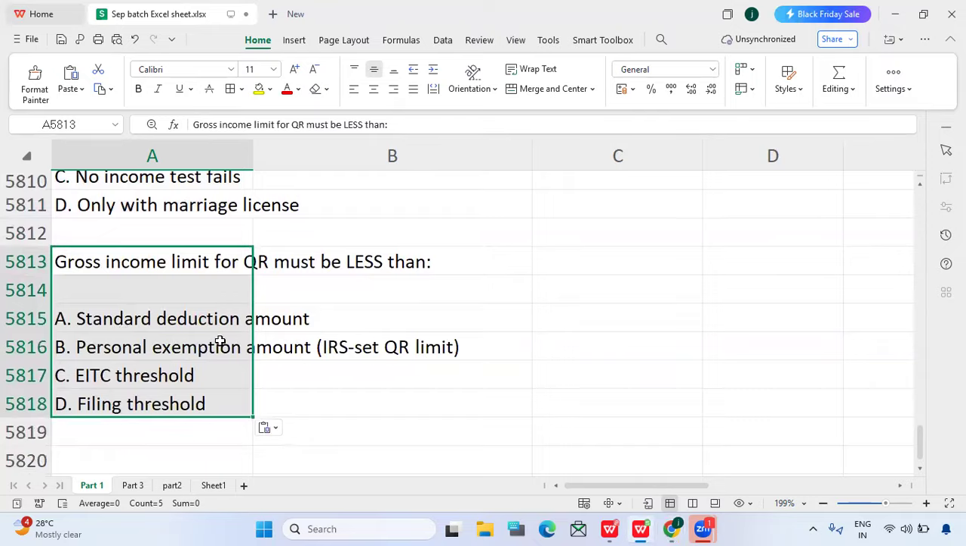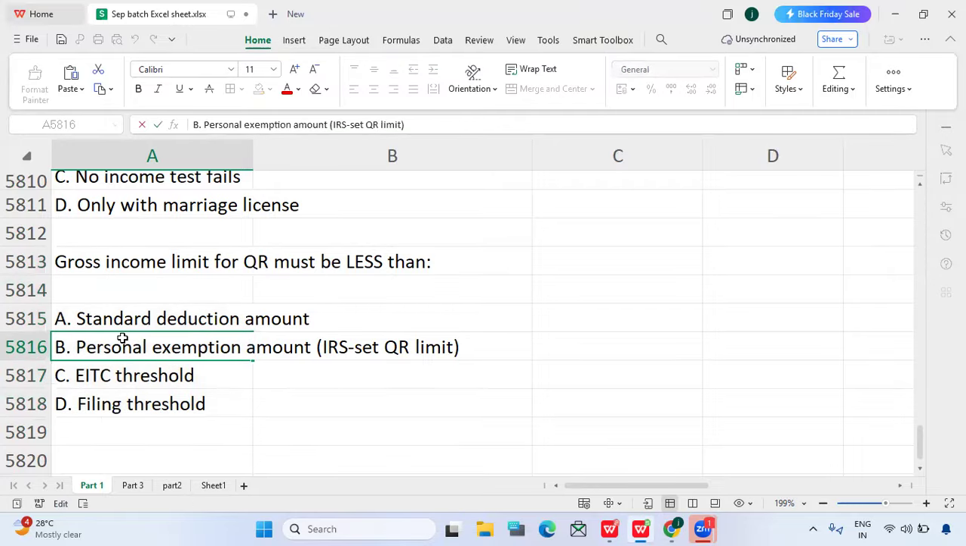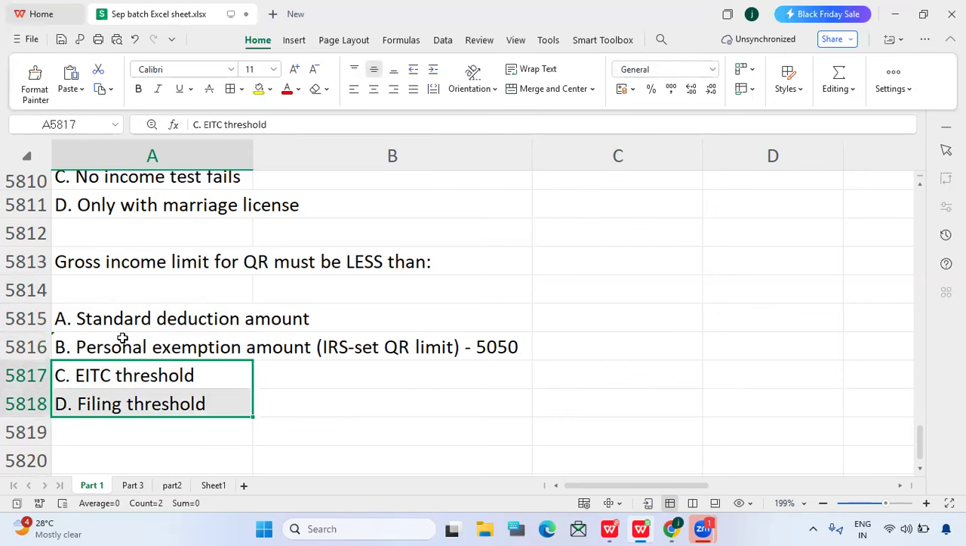Gross income limit for QR must be less than the threshold. 5050. This is actually the personal exemption. IRS sets a limit, which is the personal exemption limit, which is 5050. So the 5050 limit is the personal exemption limit, not a standard deduction, not an EITC, not a filing threshold.